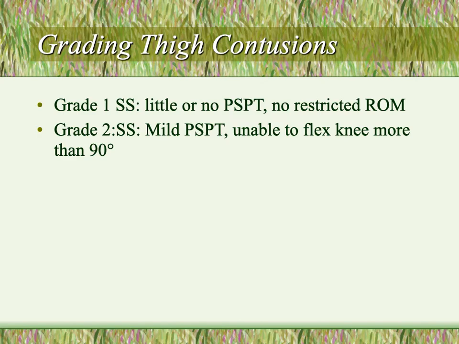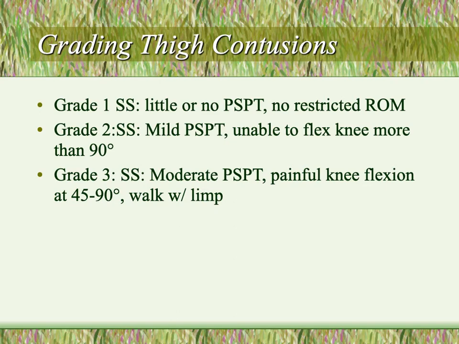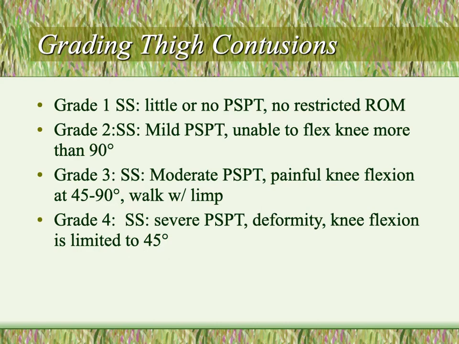So something to keep in mind, our hip flexors and our knee extensors are the same muscles. So our knee extensors also flex our hip. Grade 3, moderate pain, swelling, point tenderness, painful knee flexion at 45 to 90 degrees. And now they're going to walk with a limp. And grade 4, severe pain, swelling, point tenderness, and we may have deformity. Knee flexion is limited to 45 degrees. Again, this is typically with a quad contusion.